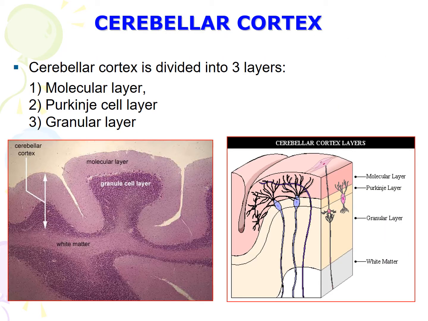Cerebellar cortex is divided into three layers. The outermost layer is called the molecular layer. The middle layer is called the Purkinje cell layer. This is a very thin layer. And the innermost layer is called the granular layer. So this is the molecular layer, the outermost layer. And this is the granular cell layer. And in between these two layers is the Purkinje cell layer.